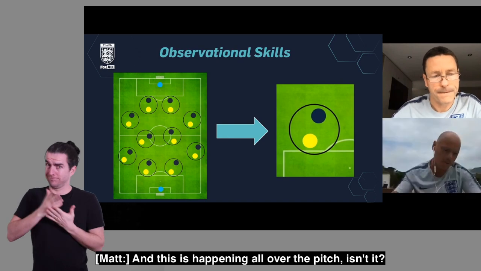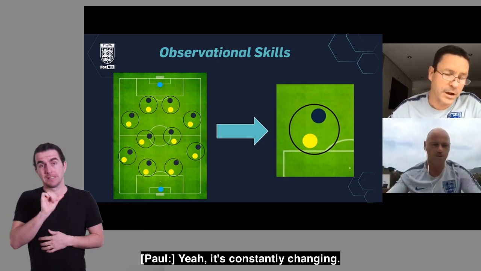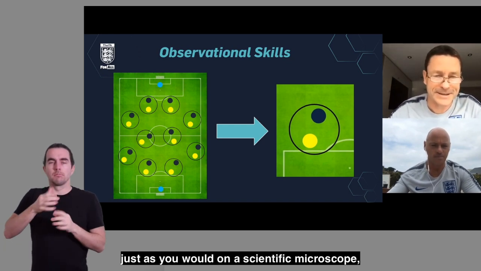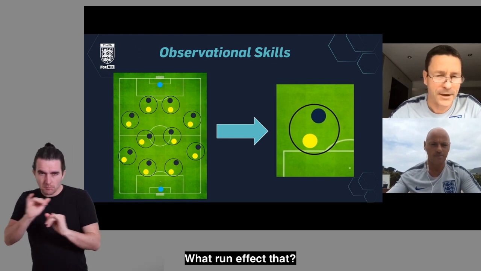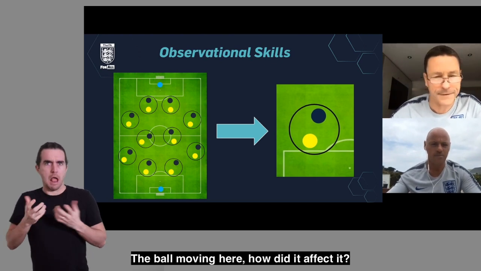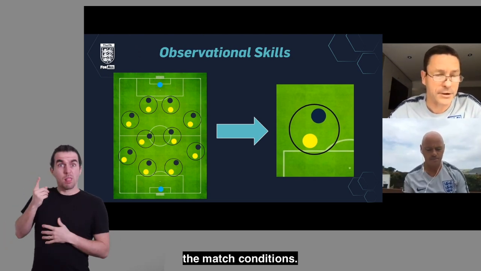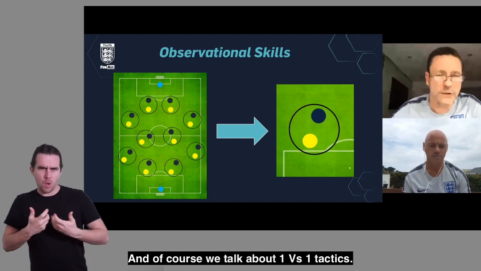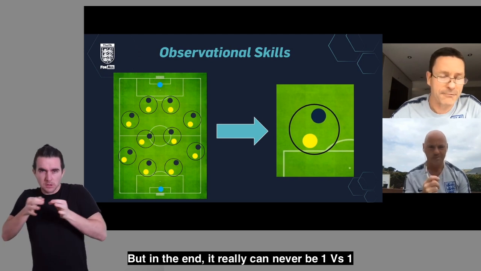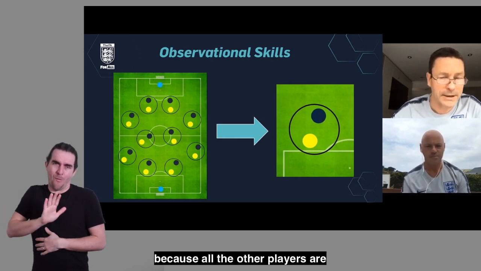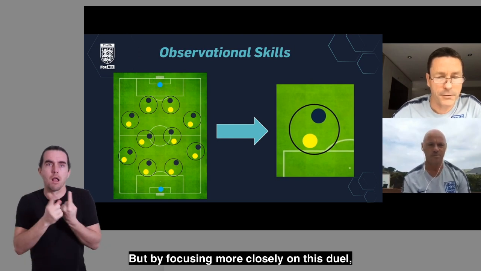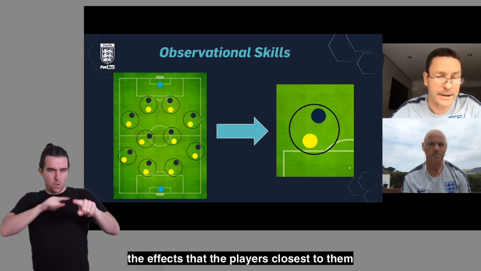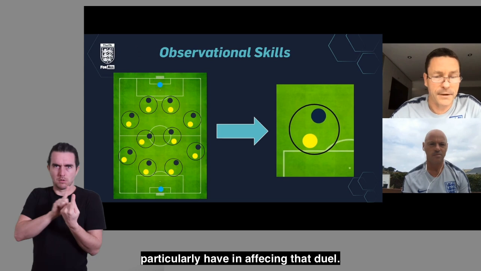And this is happening all over the pitch, isn't it? It's constantly changing. So wherever the ball moves, just as you would on a scientific microscope, you'd be looking to see what's the effect of that, what run affected that, the ball moving here, how did it affect it, even the weather conditions and the match conditions, how does that all affect the way the individual is playing? And of course, we talk about 1v1 tactics, but in the end, it can never be 1v1 because all the other players are having an effect on that duel. But by focusing more closely on this duel, we can see as well the effect that the players closest to them particularly have in affecting that duel.